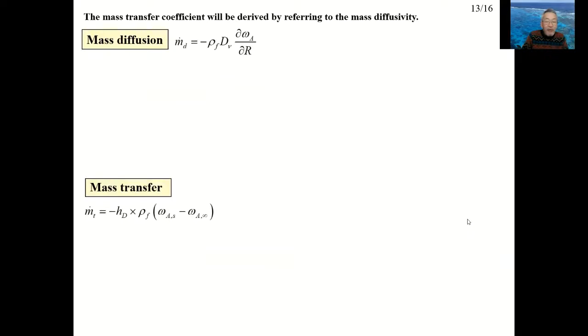The mass transfer coefficient will be derived by referring to the mass diffusivity, Fick's equation for mass diffusion, and the equation of mass transfer as shown again. From now on, it's assumed that the particle is a sphere and the phenomenon of diffusion and transfer is steady.